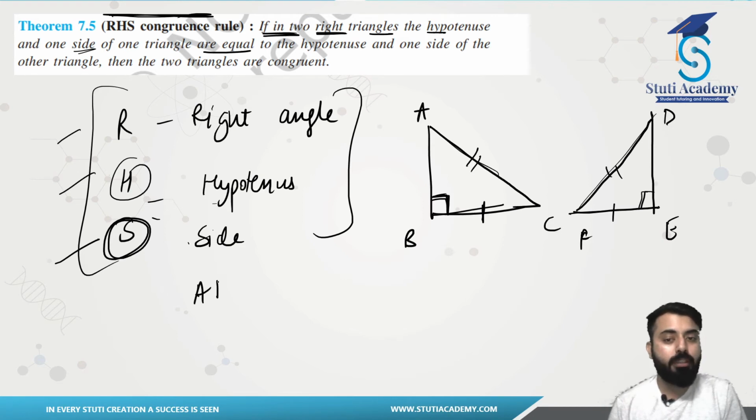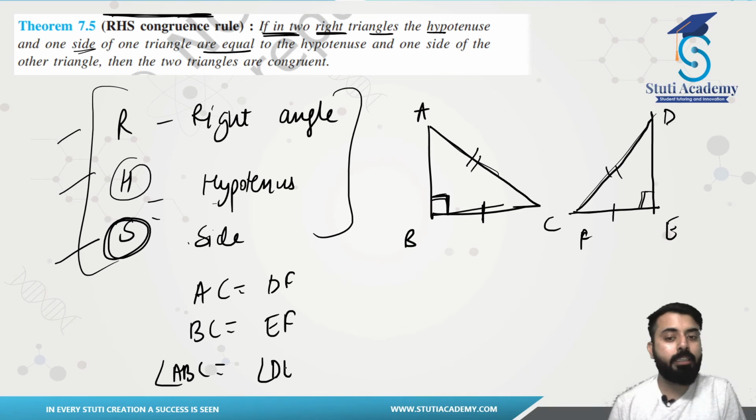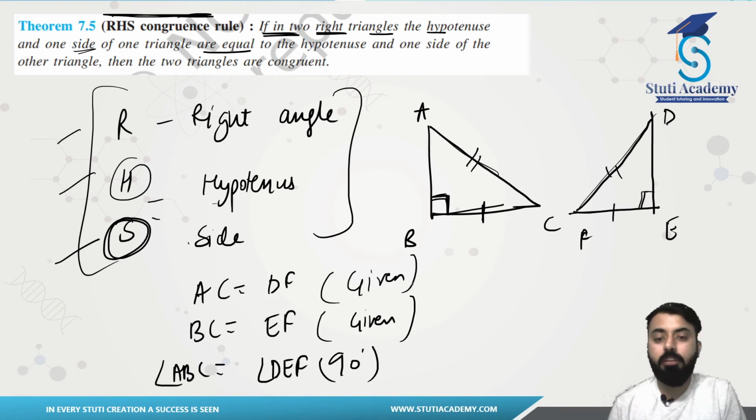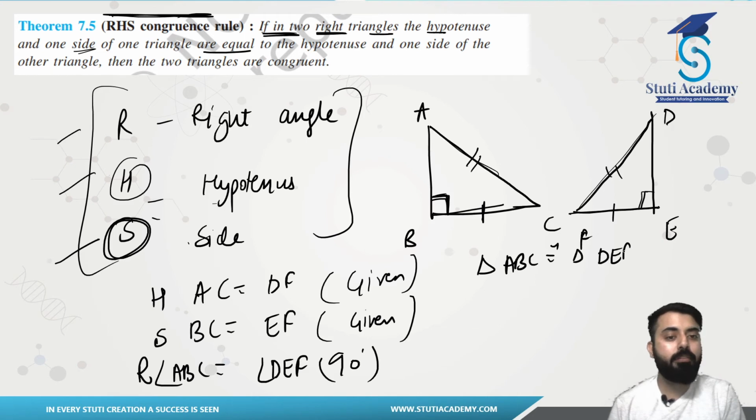Let me just write it properly. If AC is equal to DF and if BC is equal to EF, and finally angle ABC is equal to angle DEF, which is 90 in this case, they are also given, then the property will be like this. This is your right angle, this is your hypotenuse, and that will be side. So triangle ABC will be congruent to triangle DEF using right angle hypotenuse side congruency criterion.